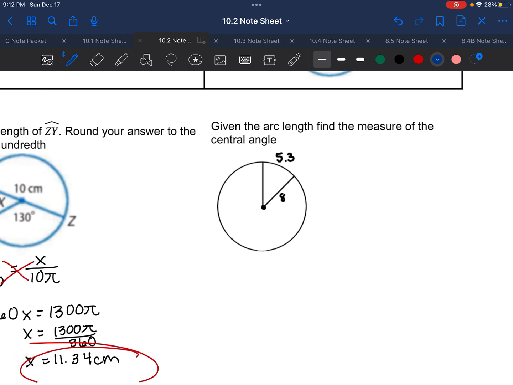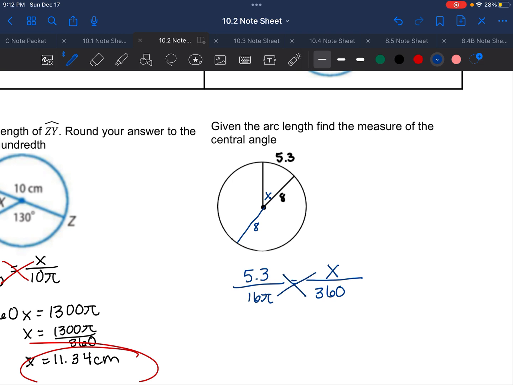All right, one more together. Given the arc length, find the measure of the central angle. So we're trying to find this angle here. So we know the arc length, and that's out of the whole circumference of, well, the radius is 8, so the diameter is 16, so 16 pi. The arc measure is always going to be out of 360 degrees. We're trying to find that specific arc measure.